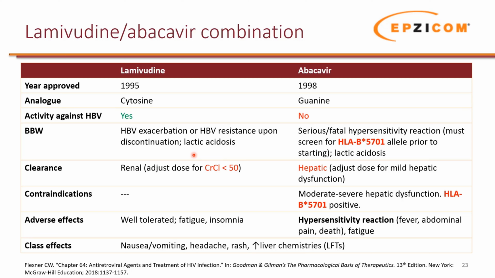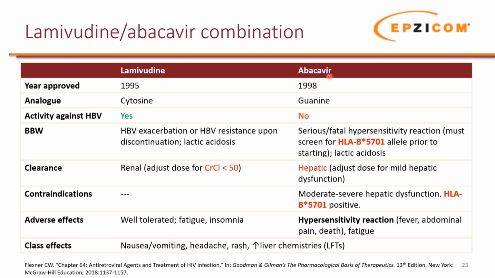One thing that's specific with abacavir: before anybody can be started on abacavir, we should actually do a genomic polymorphism test for HLA-B5701, and you should only start abacavir if someone tests negative for HLA-B5701. And that's because people who test positive for HLA-B5701 have at least a 50% increased risk of having a fatal hypersensitivity reaction to this drug. So it's crucial to test this before starting abacavir.